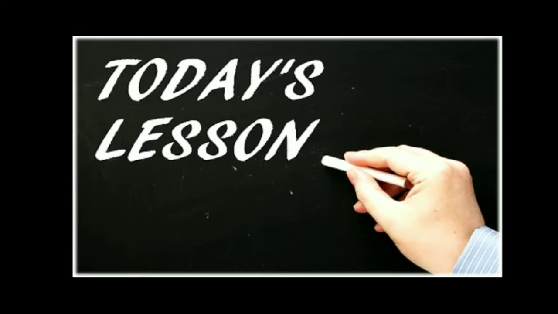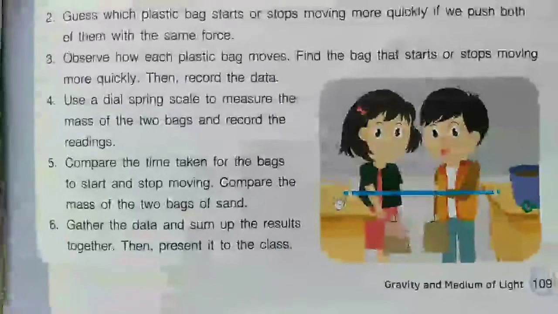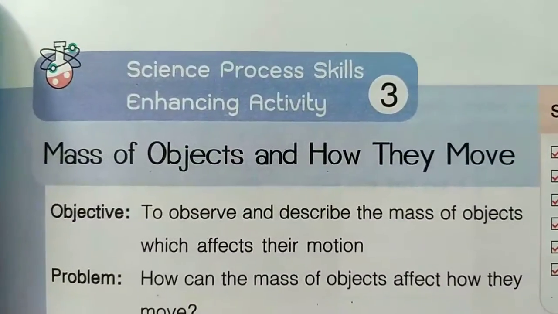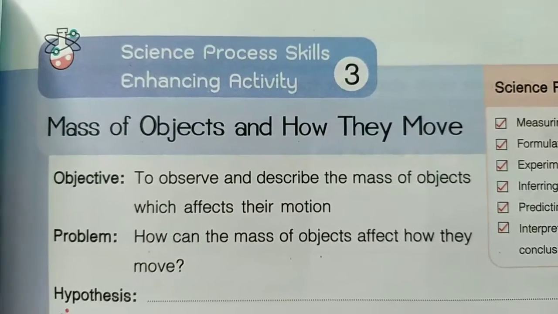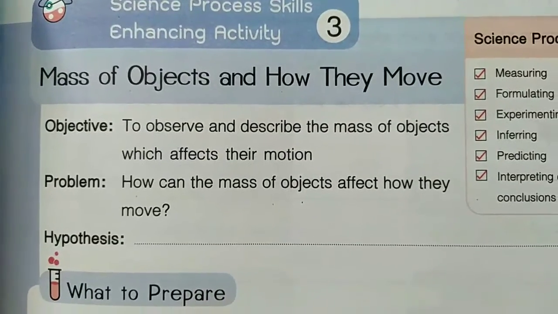Ananya, Tin, okay, Patanit. Well, for today, I want you to turn your book to pages 109 and 110. All right, are you ready? Okay, let's go. On page 109, we see here Science Process Skills 3, Enhancing Activity, right? Mass of objects and how they move.